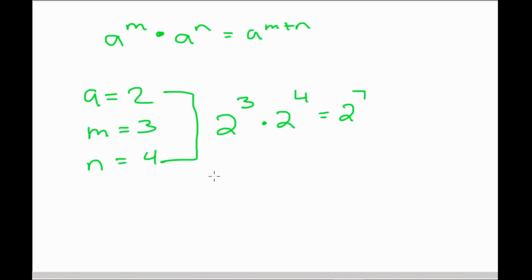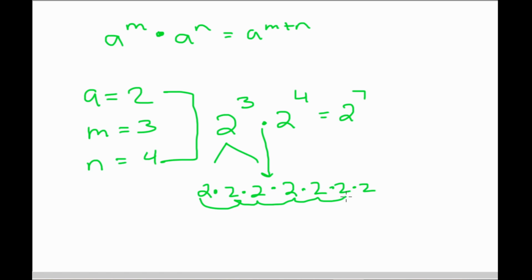And what does that look like visually? 2 to the third is just 2 times 2 times 2. Then I drop down my multiplication, and then I have 2 to the fourth, so that's just 4 more 2's. And if I add all these up, I have 1, 2, 3, 4, 5, 6, 7. So I'm giving you the proposition that this should equal 2 to the seventh.